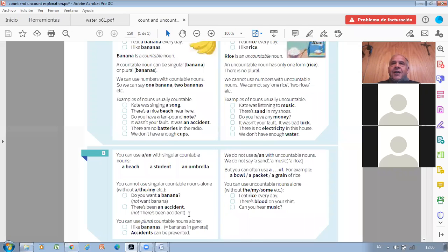We have to pay attention to this because in Spanish we say "hay un accidente." So you have to use the article. In Spanish, "yo soy profesor," we don't use the article. We don't say "yo soy un profesor." But in English, you have to use a there.